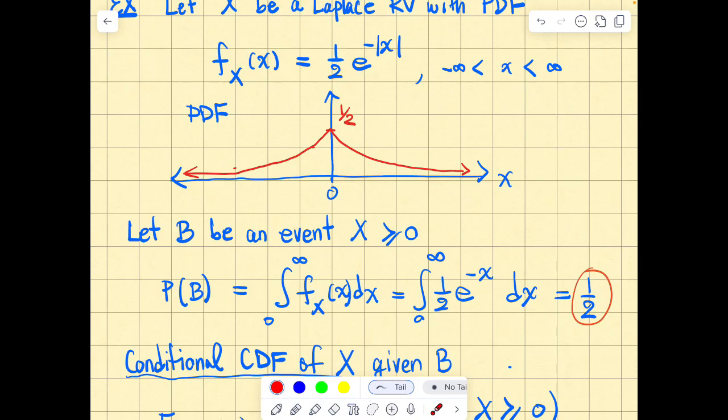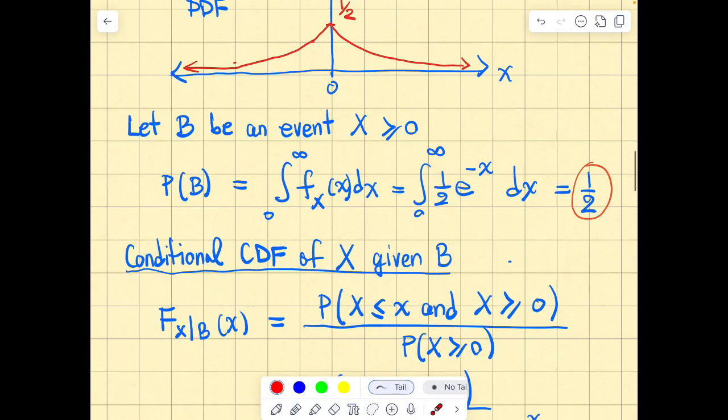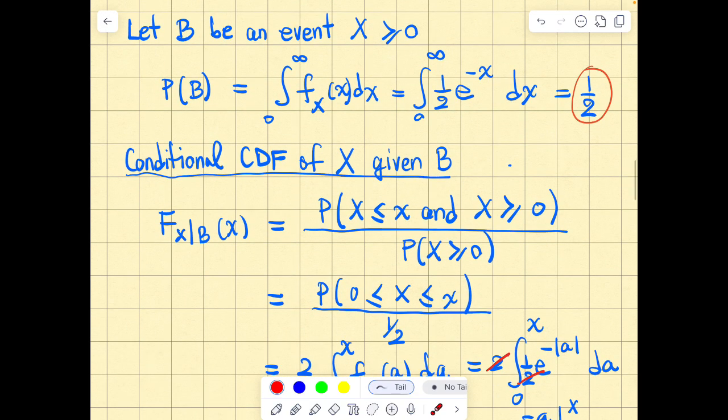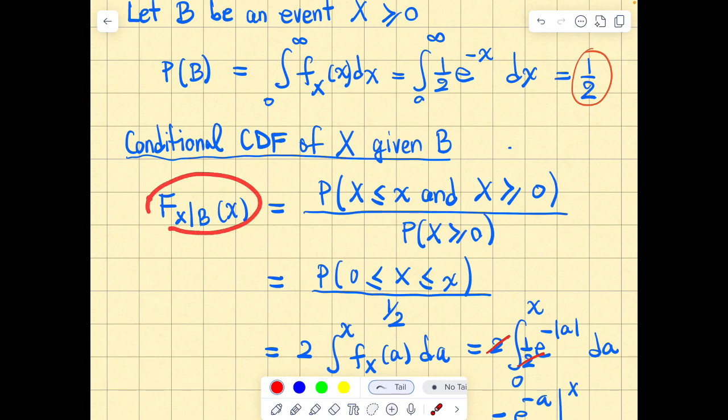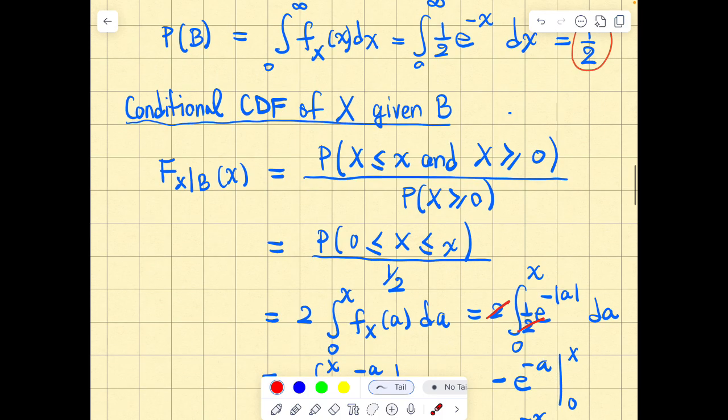But you can see this because this PDF is symmetrical. You integrate this area, it's going to be 1/2, the other half is going to be another 1/2. You integrate the entire PDF, you have to get 1. Okay. Now let's find the conditional CDF. Again, the conditional CDF is given by the probability of X less than x, given the event B. Remember, event B is this, X has to be greater than 0, divided by the probability of event B. That probability we already found out, it's equal to 1/2.